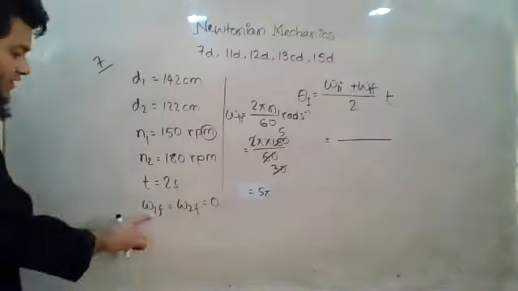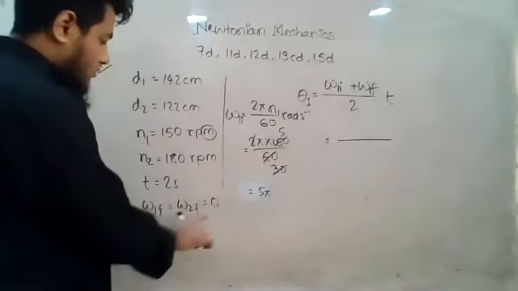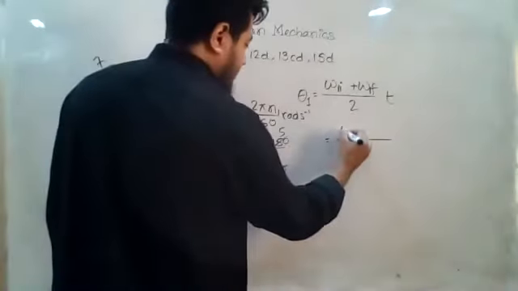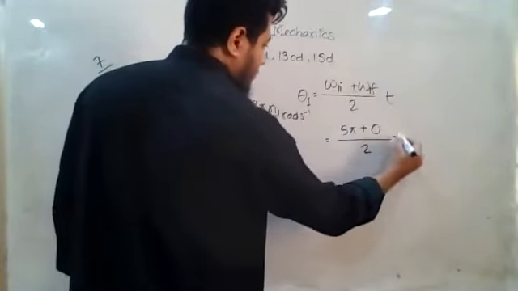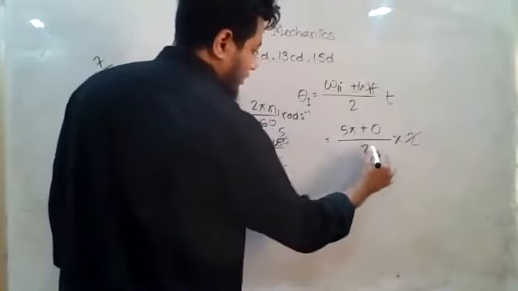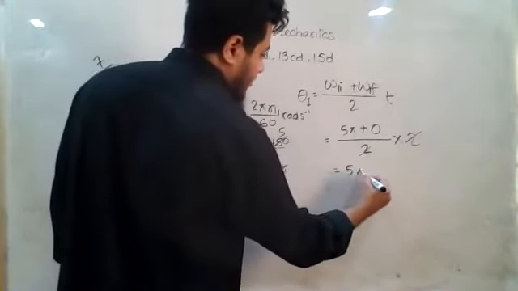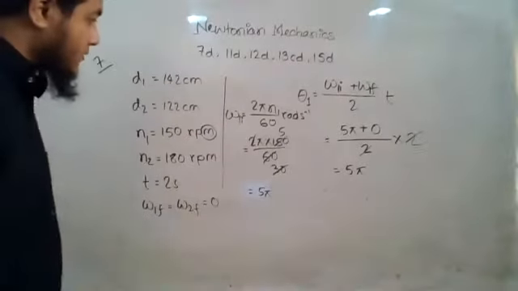And we know that the final velocity is 0. So here initial velocity 5 pi plus final velocity 0 divided by 2 into time, which is 2 seconds. So 2 and 2 will cancel each other and theta 1 will become 5 pi. Okay.